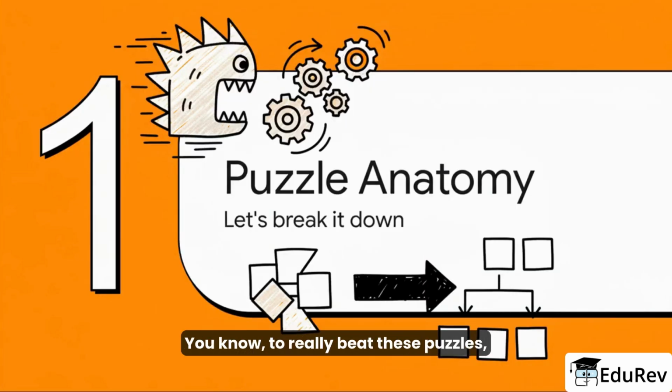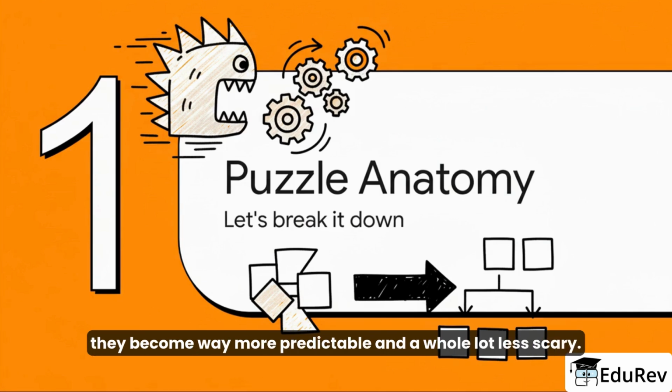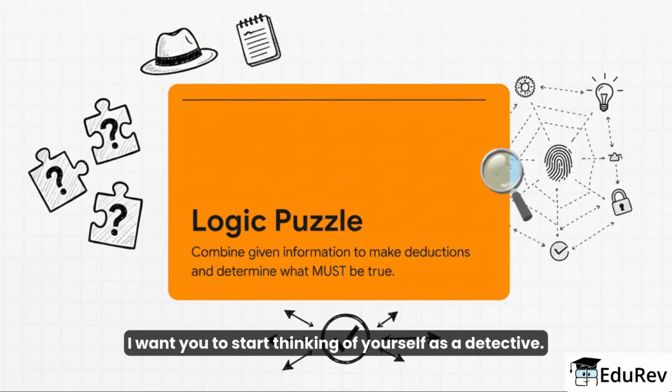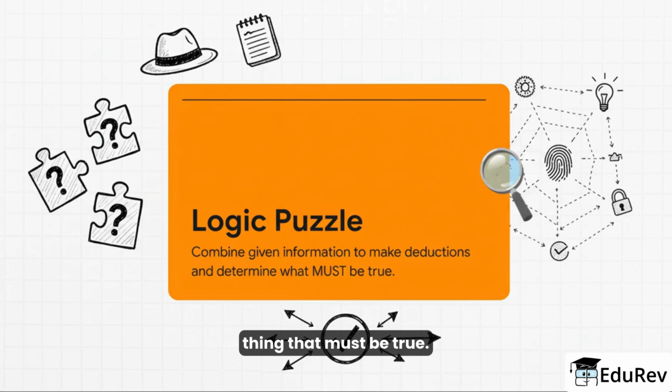To really beat these puzzles, you have to know what makes them tick. So, we're going to pull them apart, piece by piece, so they become way more predictable and a whole lot less scary. Okay, at its core, this is the entire game right here. I want you to start thinking of yourself as a detective. You're given a bunch of clues, that's the information, and your only job is to piece them together to find the one thing that must be true. No ifs, ands, or buts.